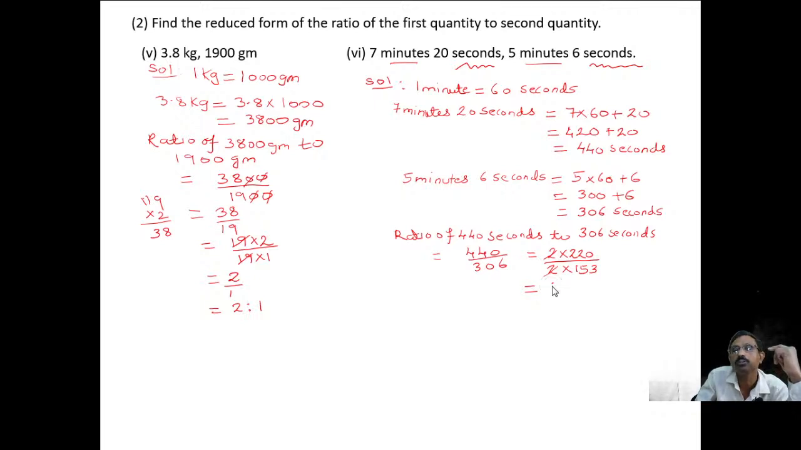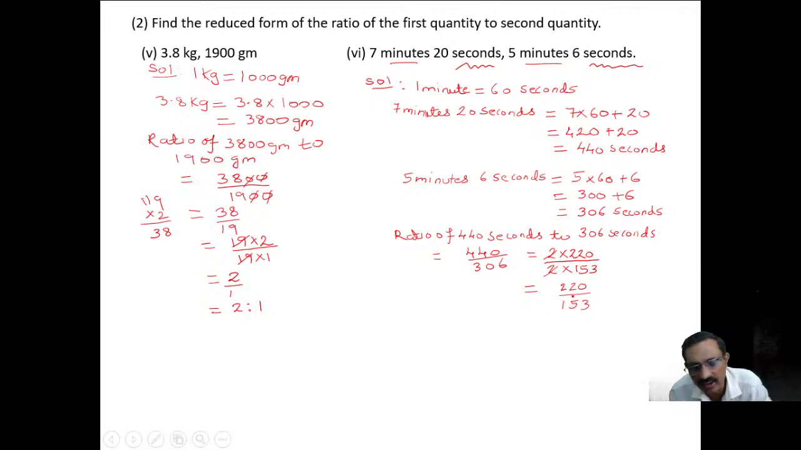We got 220 upon 153. Let us check whether we can reduce this further. Is it possible for us to reduce this? No, it is not possible for us to reduce this. So what will be the ratio? 220 is to 153. So let's move on to the next sub.